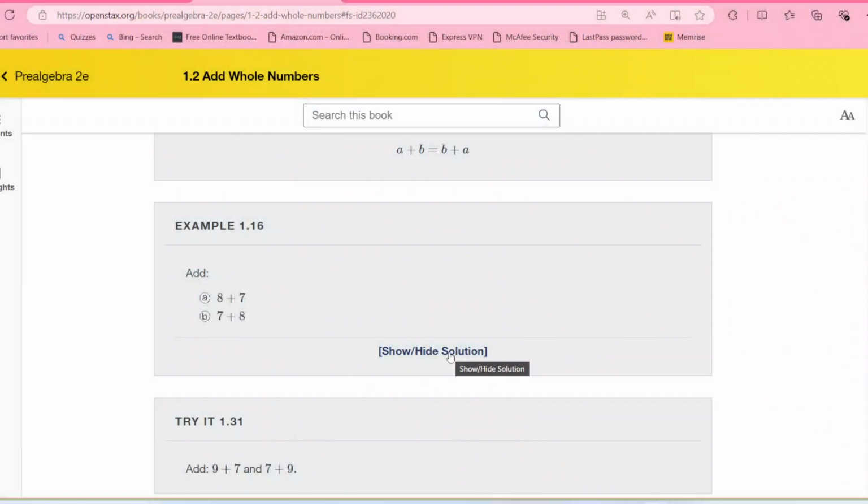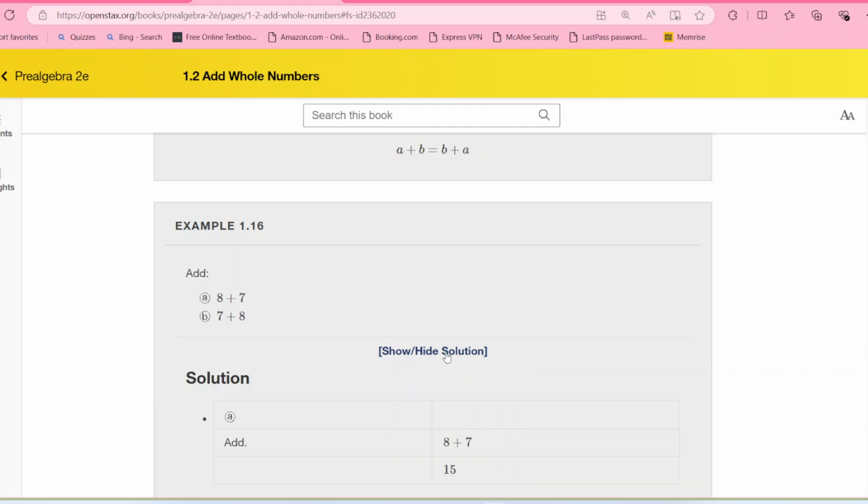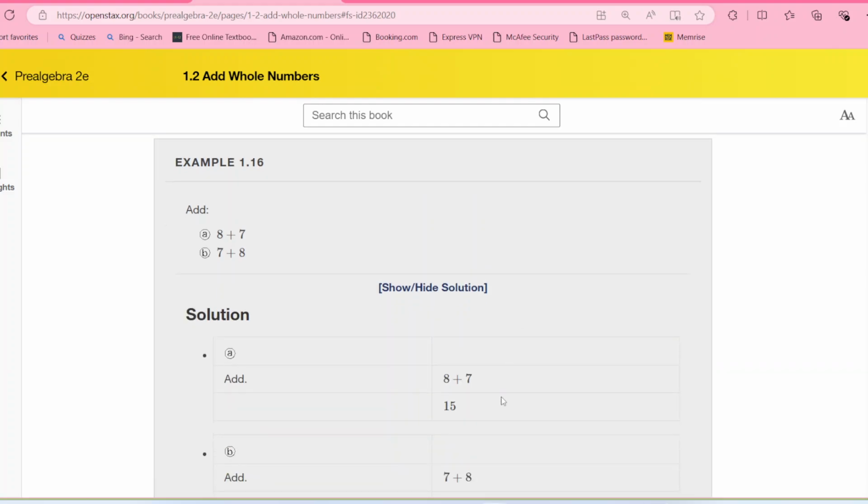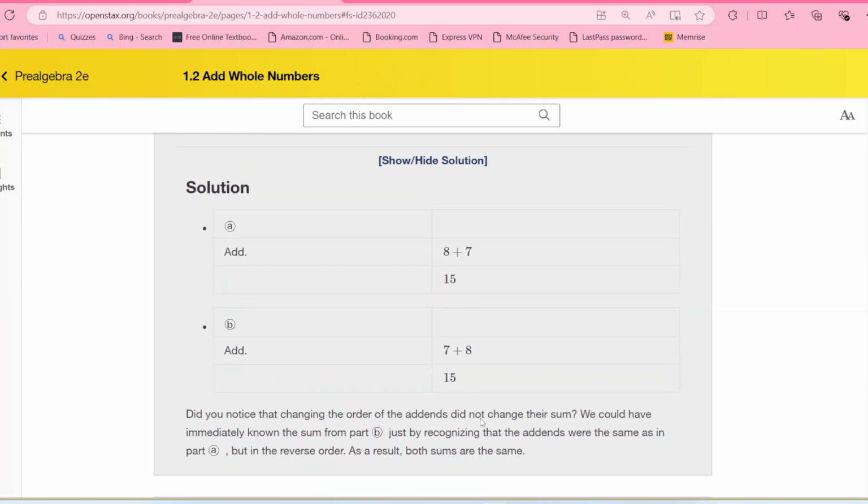And again, with the examples, you can see the solutions right away. So you see 8 plus 7, 15. 7 plus 8, also 15, right? Did you notice that changing the order of the addends did not change their sum? We could have immediately known the sum from part B just by recognizing that the addends were the same as in part A, but in the reverse order. As a result, both sums are the same. That is, again, the commutative property of addition.